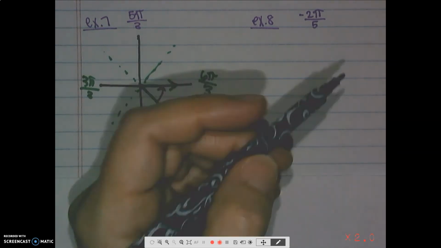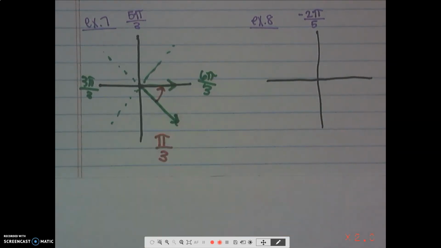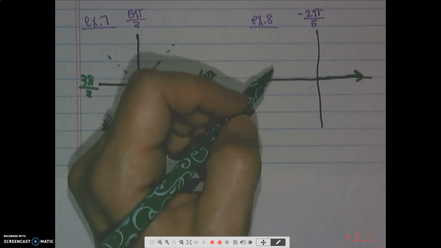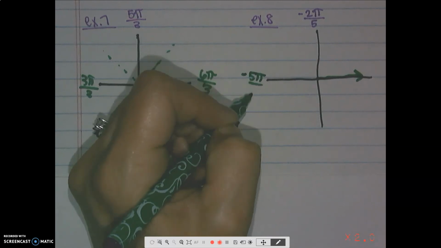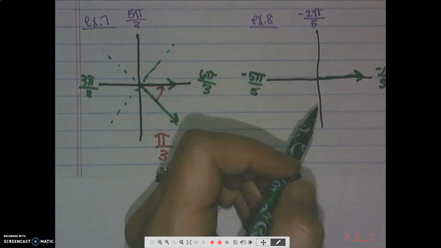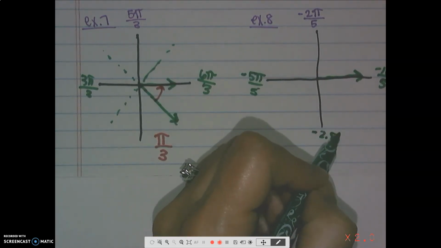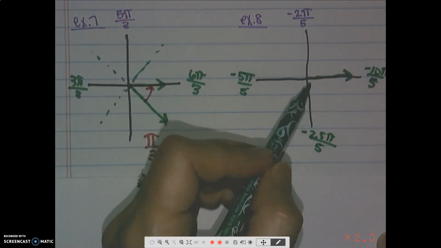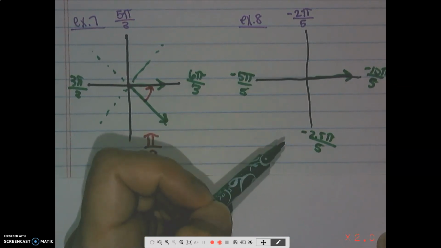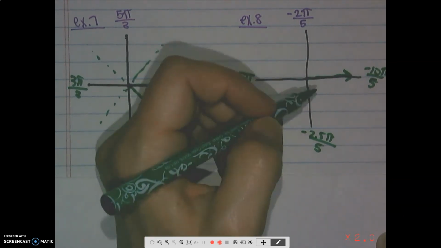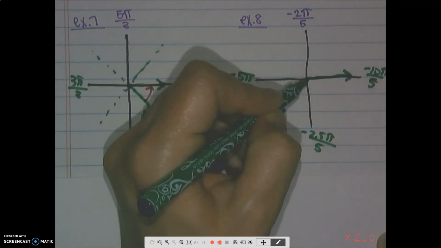Negative 2 pi over 5. So here is where we're going to start. Since we're going negative, this means this would be negative 5 pi over 5, and this is negative 10 pi over 5. So this would be negative 2.5 pi over 5, because that's halfway in between them. Right? This bottom part here would be cut into 5 equal pieces of pizza, and we need 2 of them. So we're going to be pretty close down here.